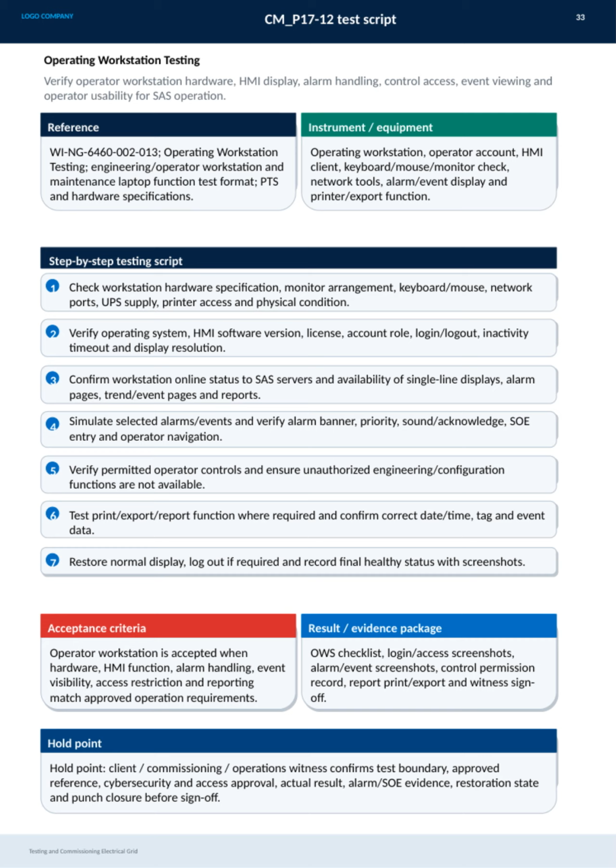Operator controls are checked to allow authorized functions only, blocking unauthorized configurations. We test print and export functions and finally restore the system to normal, documenting everything thoroughly with screenshots. For acceptance, the workstation must meet all hardware and software requirements, including secure access and proper alarm management. The result package contains checklists, screenshots, permissions records, and a witness sign-off.